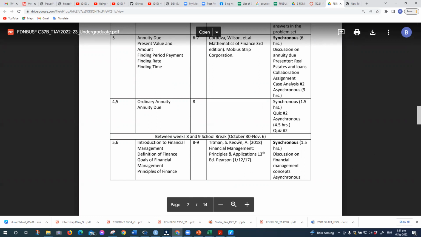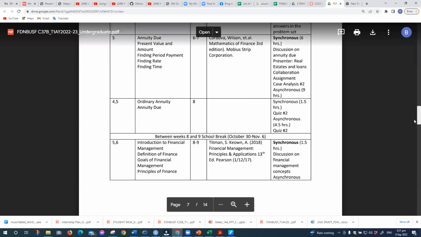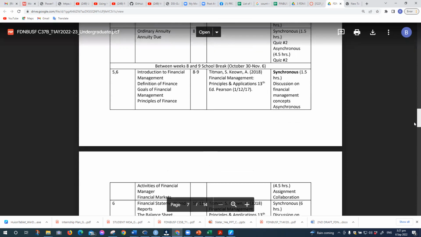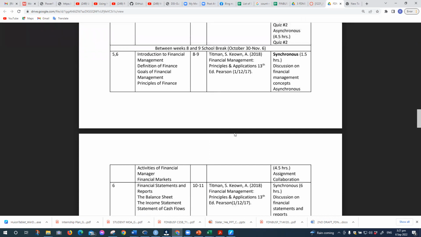Alright, then on October 30 to November 6, that will be school break. Wala tayong pasok niyan. Babalik na tayo ng November 8, I think, where we will now have part 2 of our subject. Ito na yung finance proper. So we will deal with the very important finance principles.